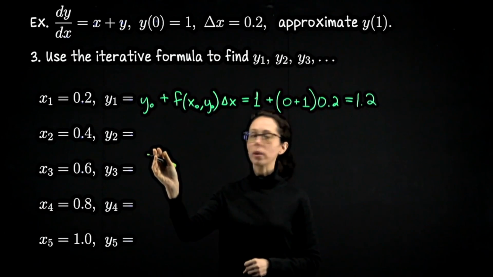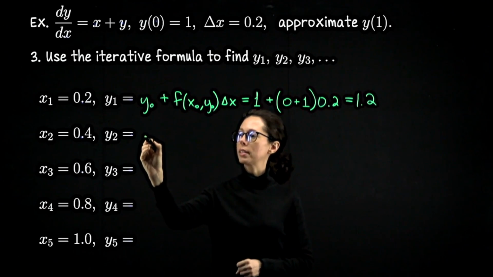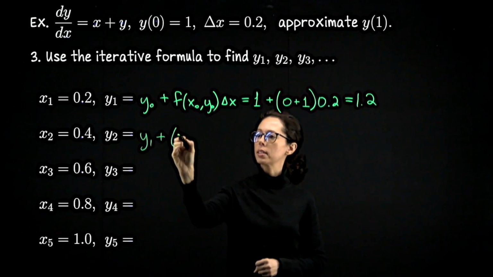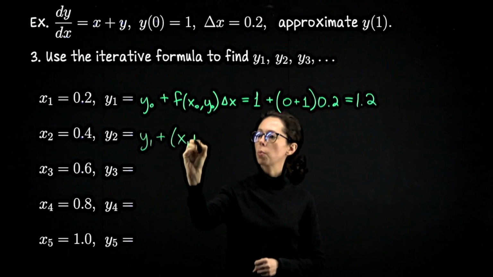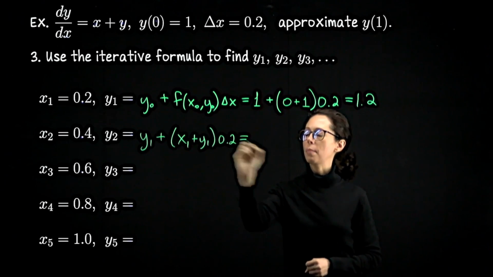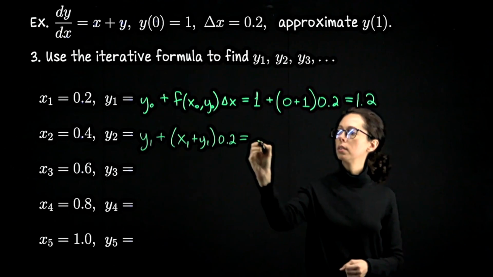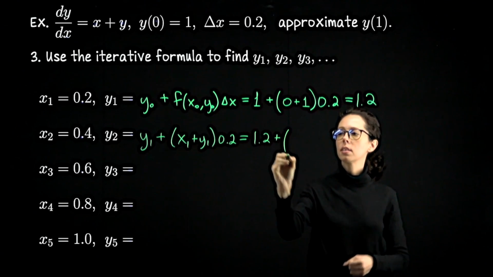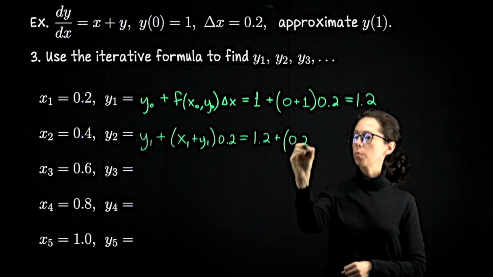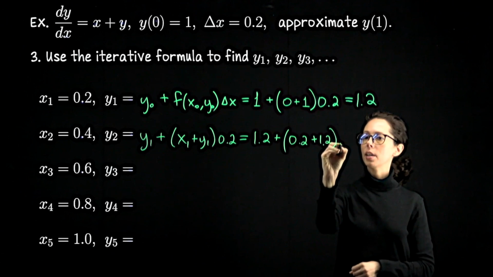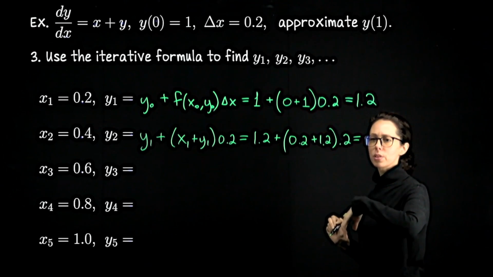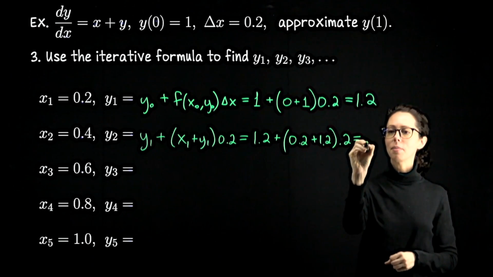So the next y coordinate, y sub 2, is the previous one. Let me write this one more time. So y1 plus, this time I'm going to write x1 plus y1. That's the explicit right-hand side times 0.2. Okay, so we've got 1.2 plus 0.2 plus 1.2, times 0.2. Okay, so let's see. That's 1.4 times 0.2 is 0.28, so 1.48.